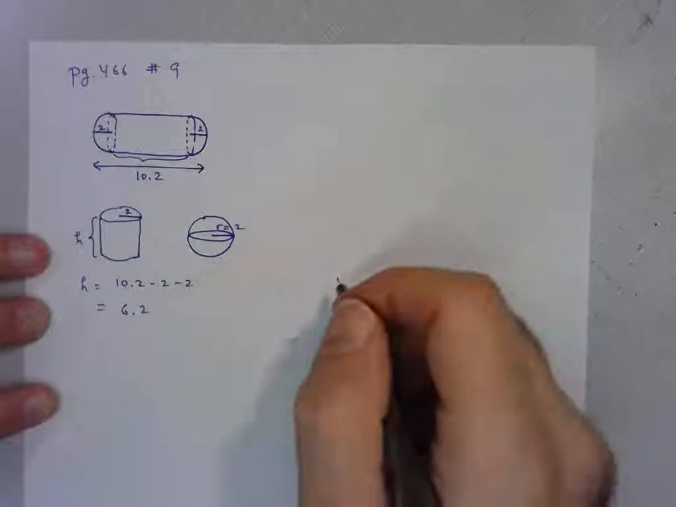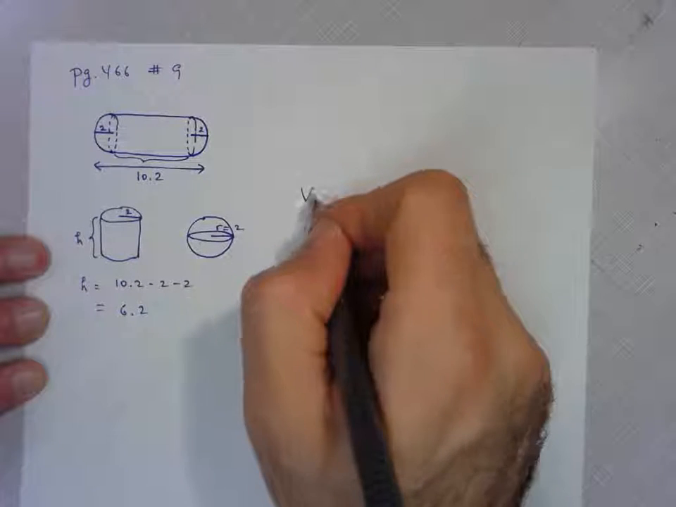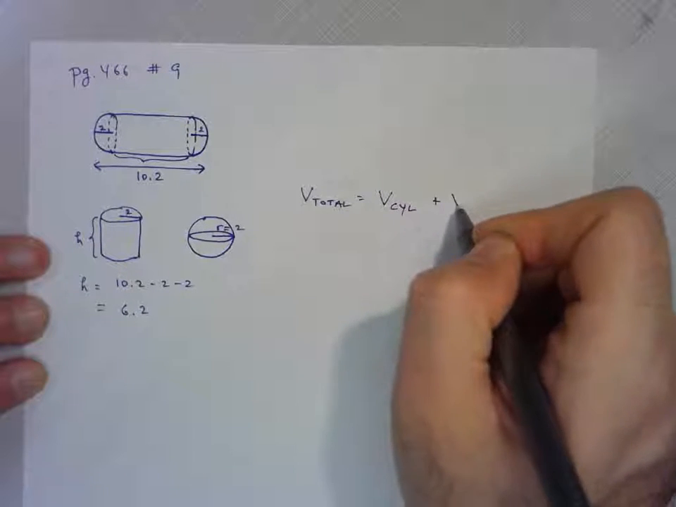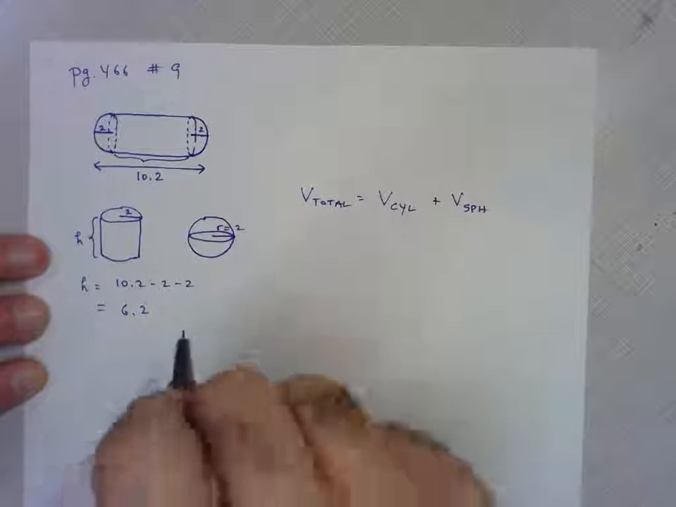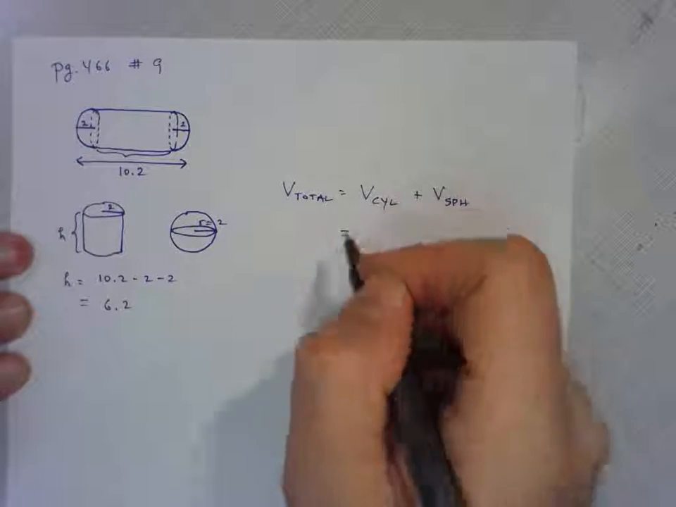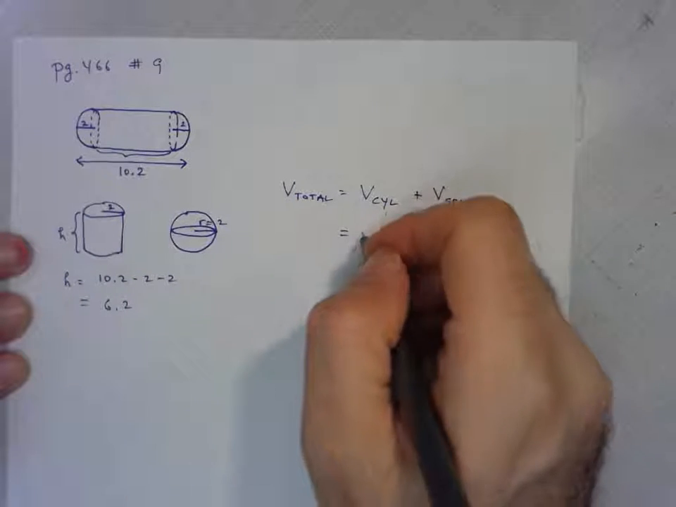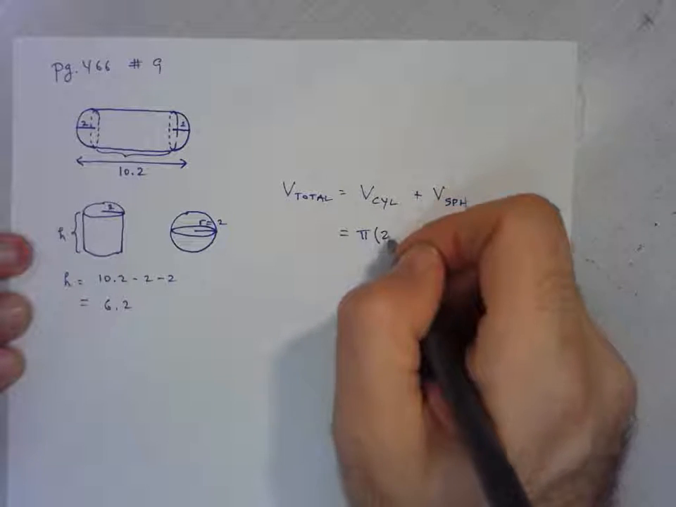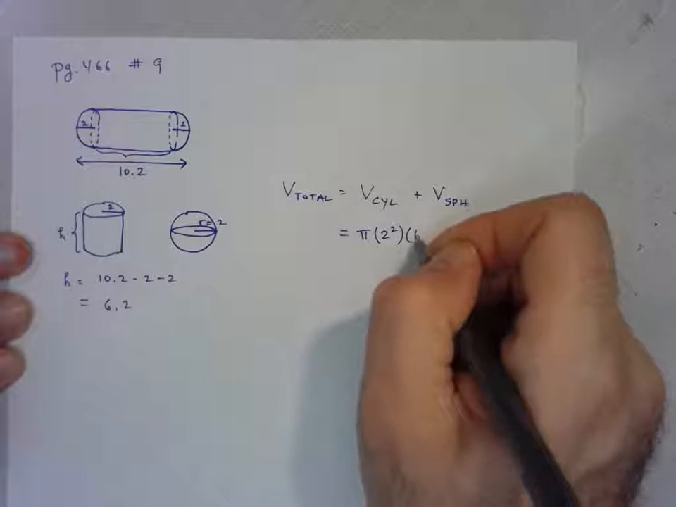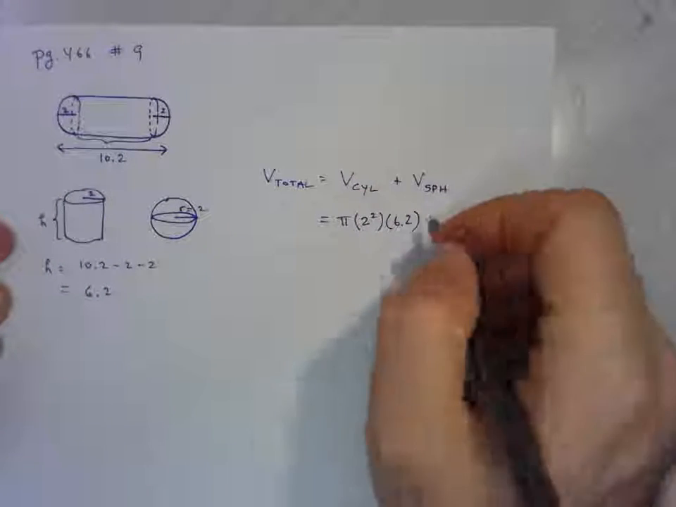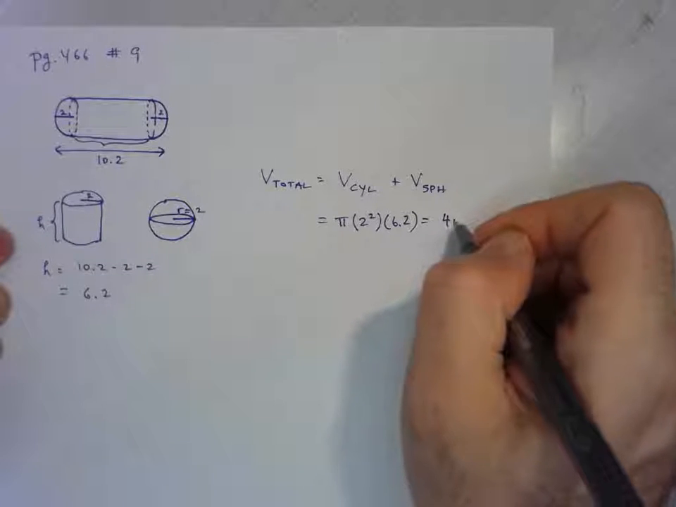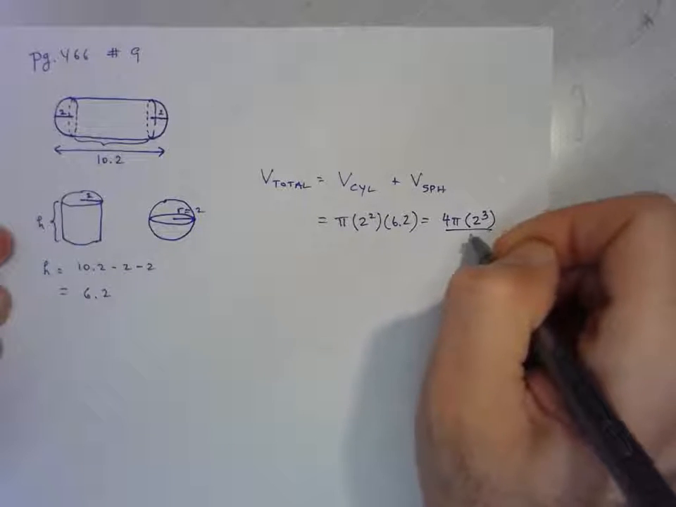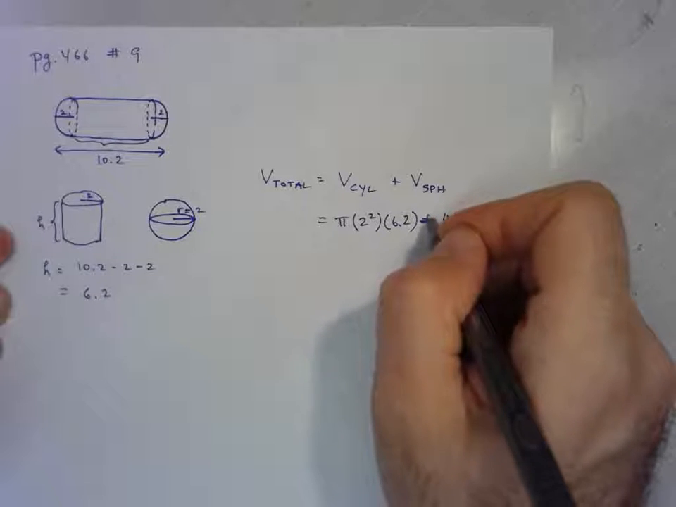Now that I have all the dimensions I need, I can find the total volume. My total volume is equal to the volume of the cylinder plus the volume of the sphere. Now you can check your formula sheet. The volume of the cylinder is pi times the radius squared times the height, so the radius is 2 squared times the height, which is 6.2. And the volume of the sphere is given by 4 times pi times the radius cubed, so 2 cubed, divided by 3. Oh, sorry, that should be a plus sign there.